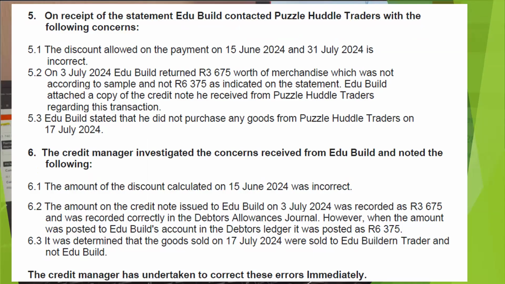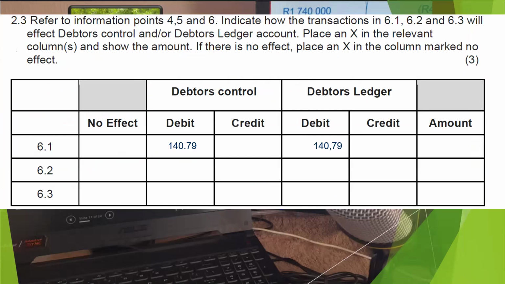Now moving to the next one, the amount on the credit note. Credit note is issued when we return goods. Remember that. So the amount on the credit note to EduBuild on the 3rd of July was recorded as 3,675 and was recorded correctly in the debtors allowances journal. However, when the amount was posted to EduBuild, so it was correct in the journal. So guys, that will not affect your debtors control in the first place. It'll affect your debtors ledger.